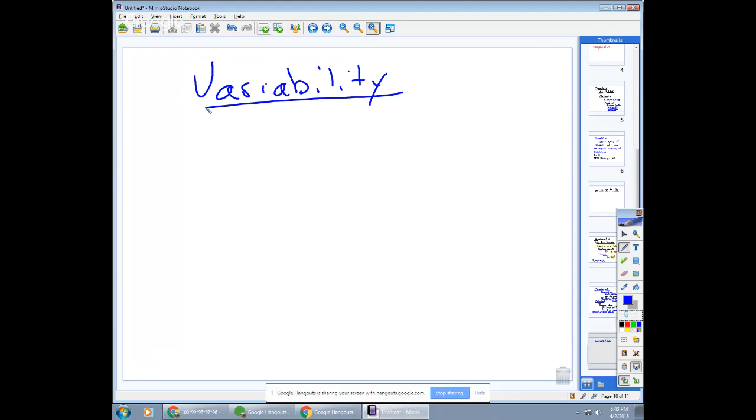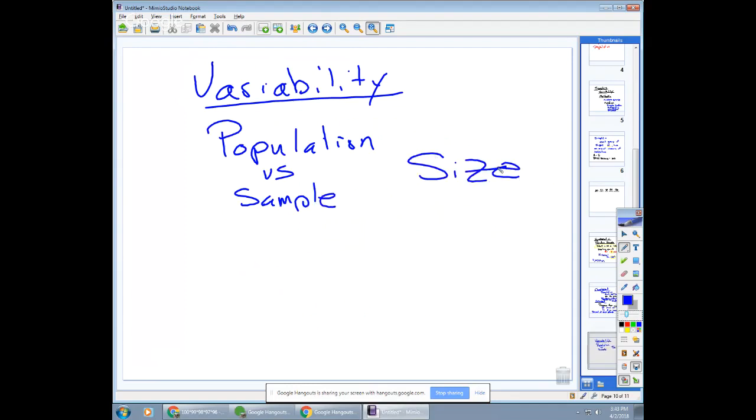What's that? How big your... The size of the, yeah, size, okay, so that's a good one. So population size and sample size. They're going to have something to do with it. What else do you think might be relevant to variability?